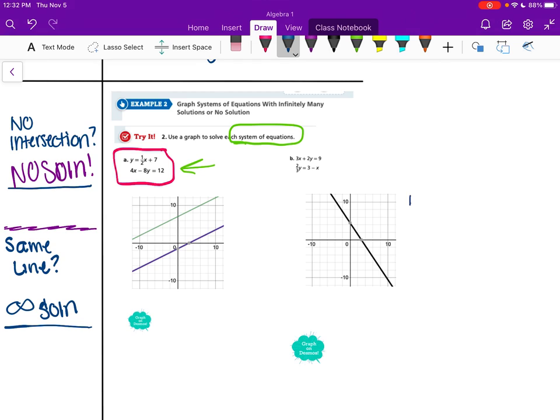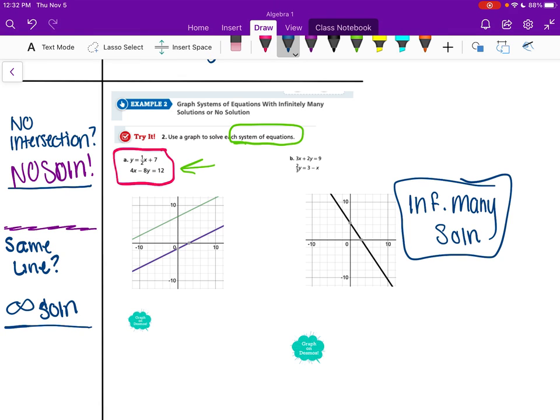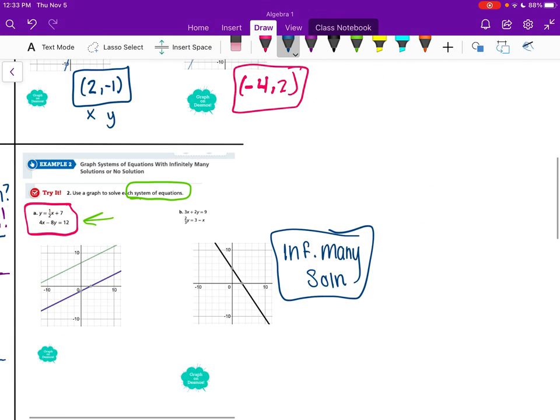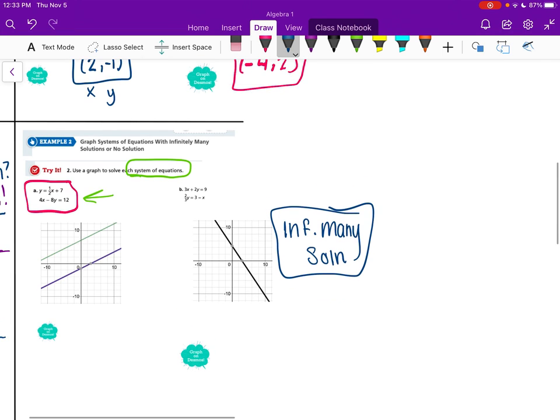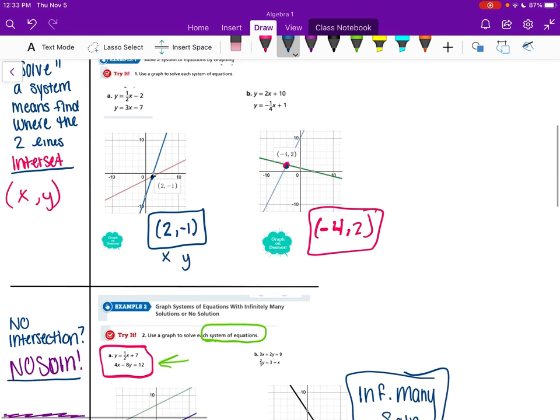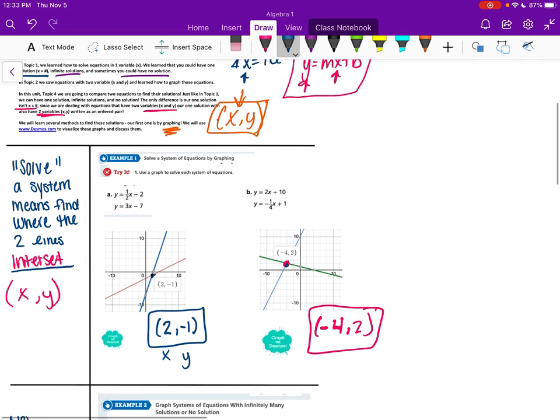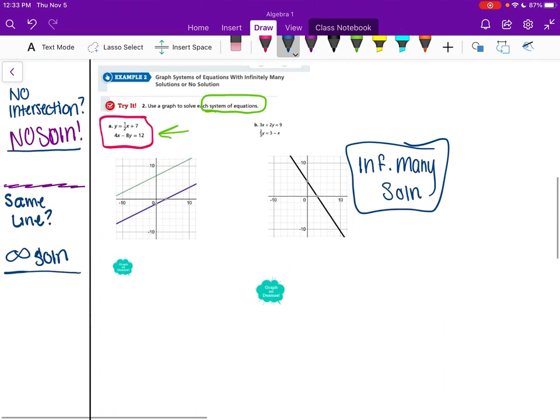So this answer would be infinitely many solutions. These are two lines right on top of each other. That means that they are going to have the exact same points, the exact same solutions for all of eternity as they go in positive and negative directions towards infinity. So this is graphing systems of equations, and you will use Desmos.com to practice graphing both of these lines and seeing where they intersect.